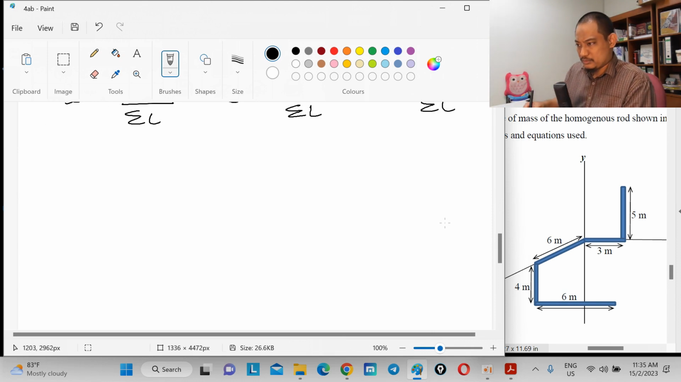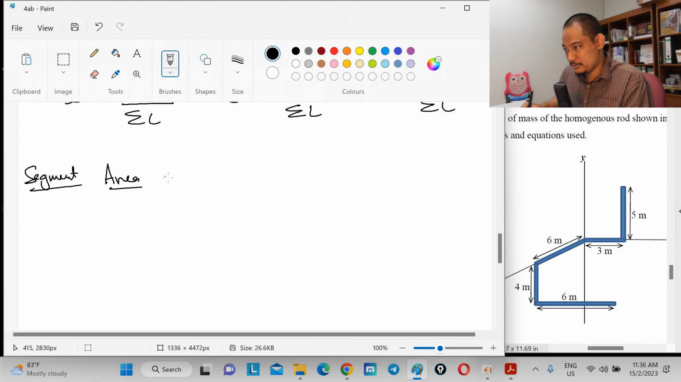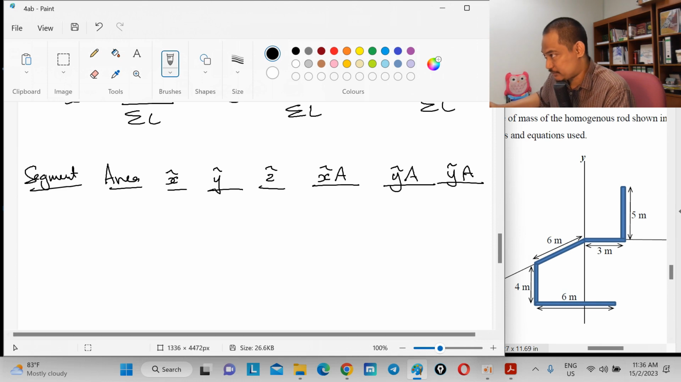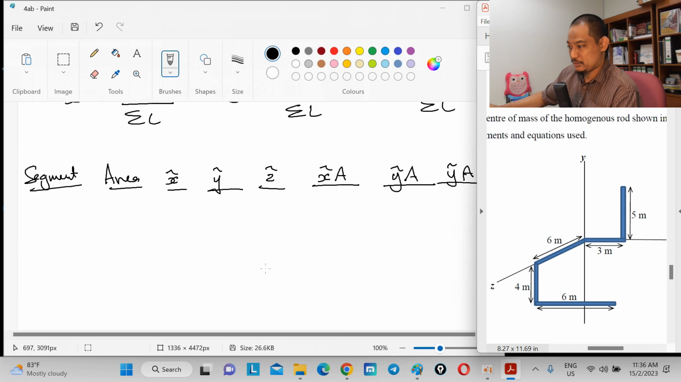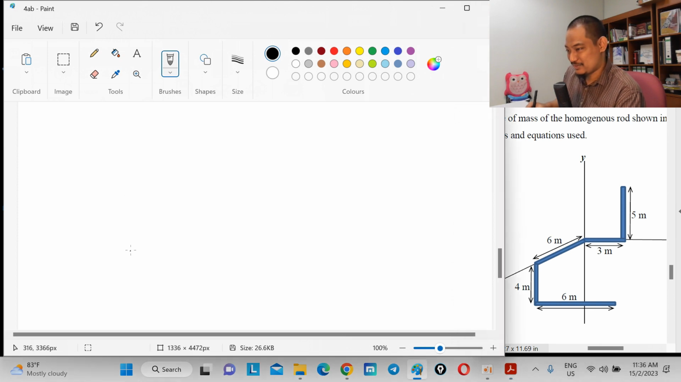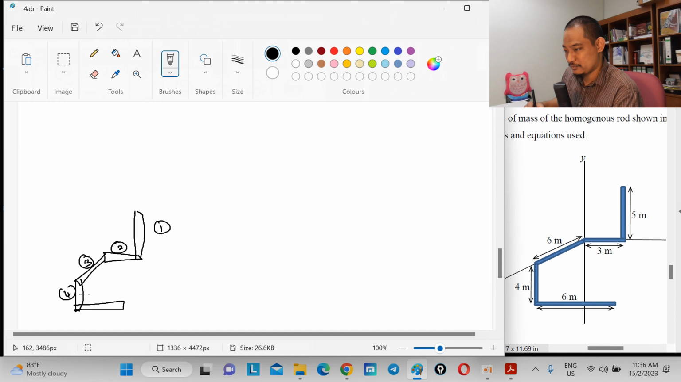So we will have the table: segment, length, x, y, z, and xL, yL, zL. In this case, we have segments, so we have to indicate them first. Because it's basically like this, like this, like this, like this, like this, right? So let's say this is 1, 2, 3, 4, 5.